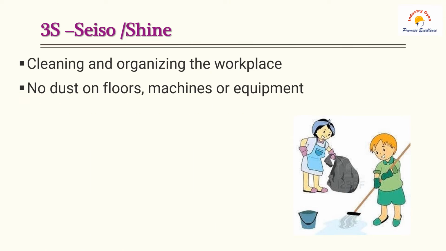The third step of 5S is shine or Seiso, which means cleanliness, to ensure that everything is returned to a nearly new status, while the first and second steps cleared up space and arranged the area for efficiency. Cleaning and organizing the workplace, no dust on floor, machines or equipment.